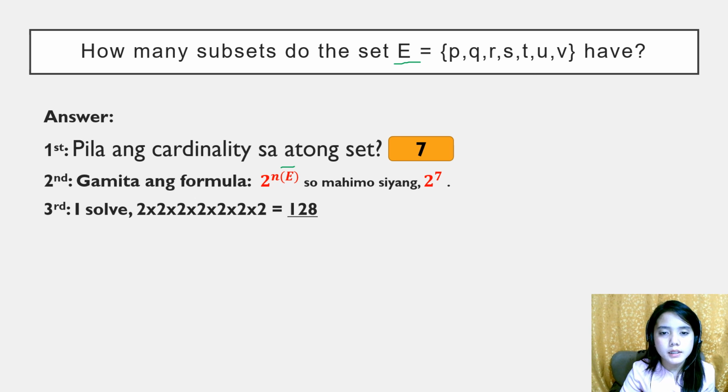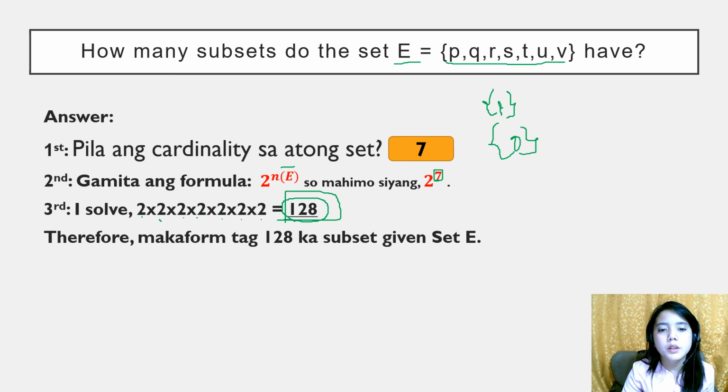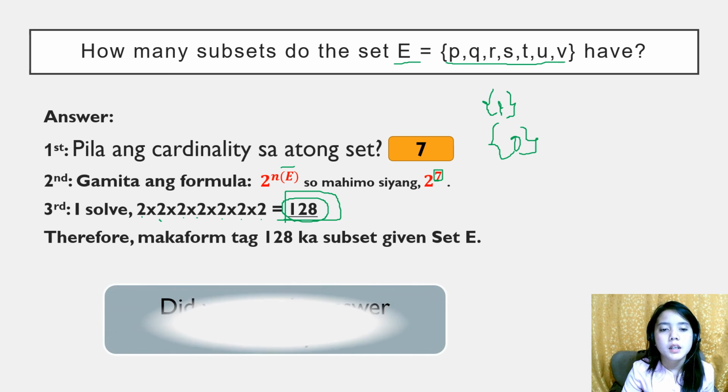Okay, kapila na to gibalik si 2? 1, 2, 3, 4, 5, 6, 7. Kay 7 man ang naa dinhi. So, we get 128. In other words, again, if maglista tag subset ani tanan, maka-form tag 128 ka subset. So, daghan ra kaayo, di ba? So, we can have example anong subset ani P, si Q, si R, si S, and so on. Okay? So, maka-form tag 128 ka subset given set E.